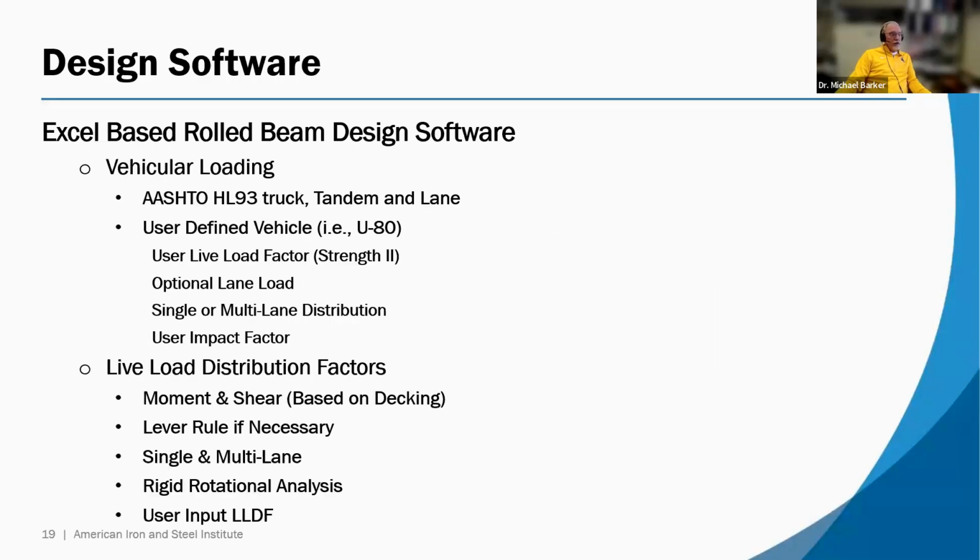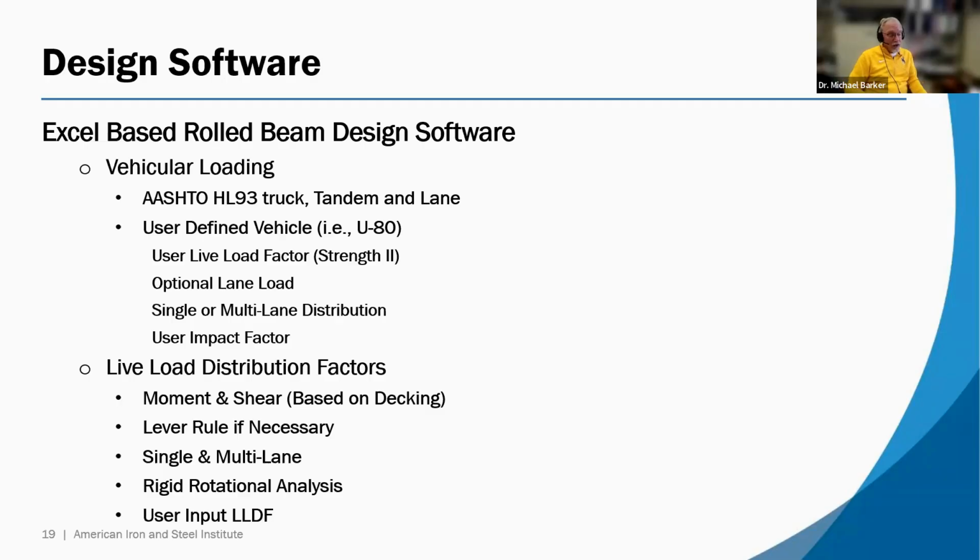And then the vehicular loading. Yes, it does the AASHTO HL93 truck, tandem and lane, but it also does a defined vehicle, like a logging truck, like a U80 truck. And here's where it has additional flexibility because many people would consider that a Strength 2 with a lower live load factor. And so we can do that.